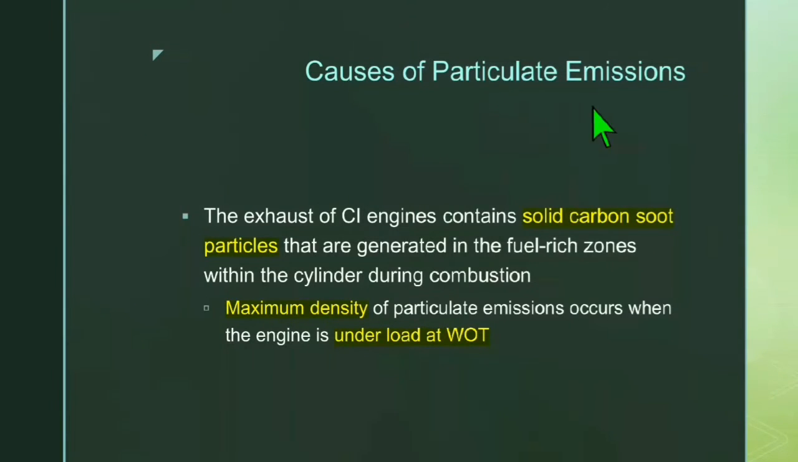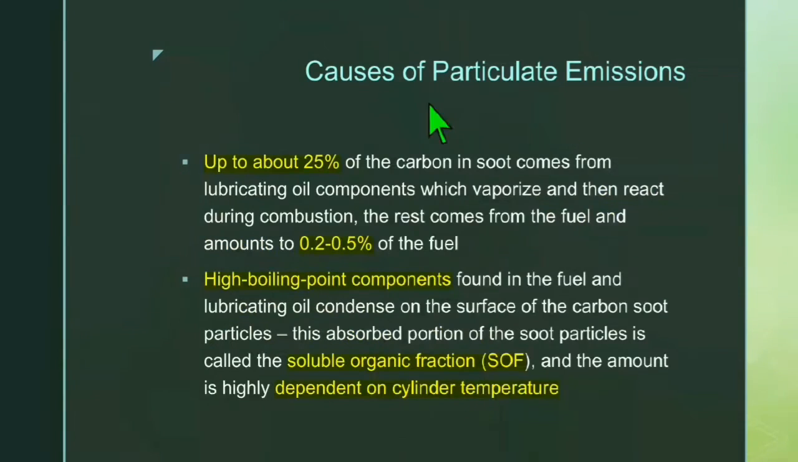Causes of particulate emissions. The exhaust of CI engines contains solid carbon soot particles that are generated in the fuel-rich zones within the cylinder during combustion. Maximum density of particulate emissions occur when the engine is under load at full load. Up to about 25% of the carbon in soot comes from lubricating oil components, which vaporize and then react during combustion. The rest comes from the fuel and amounts to 0.2 to 0.5% of the fuel.